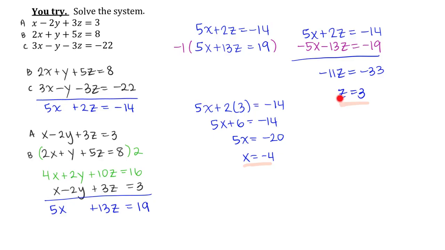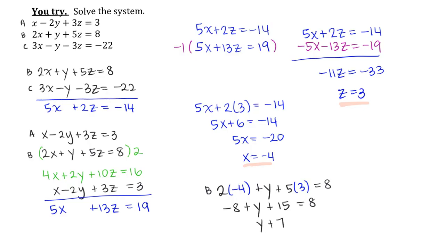Okay, I have x and z. I need y. So I can plug it in equation A, B, or C. It doesn't matter. I'm going to use B, for no particular reason. Okay, 2x plus y plus 5z equals 8. And if you pick a different equation to plug into, we should get the same anyways. Negative 8 plus 15 is 7. So y plus 7 equals 8. So I get minus 7. I get y equals 1.